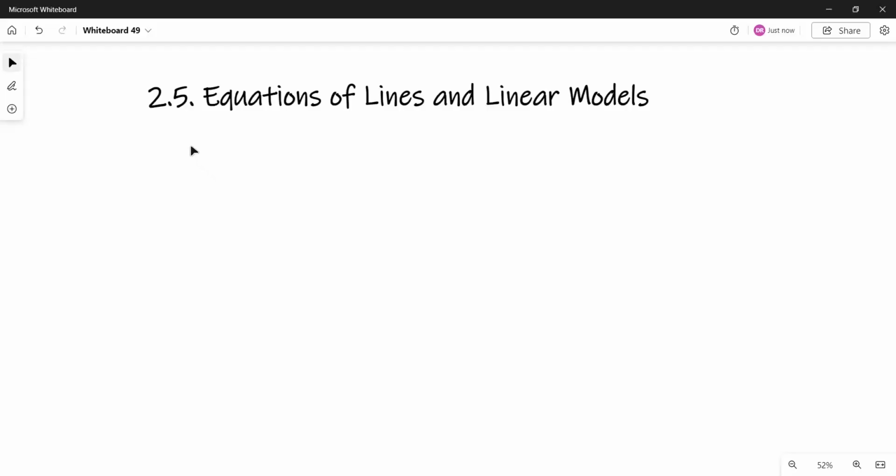Hello, I'm covering section 2.5 on equations of lines and linear models. So this is a continuation of the last section on linear functions. And last time we did the slope-intercept form.